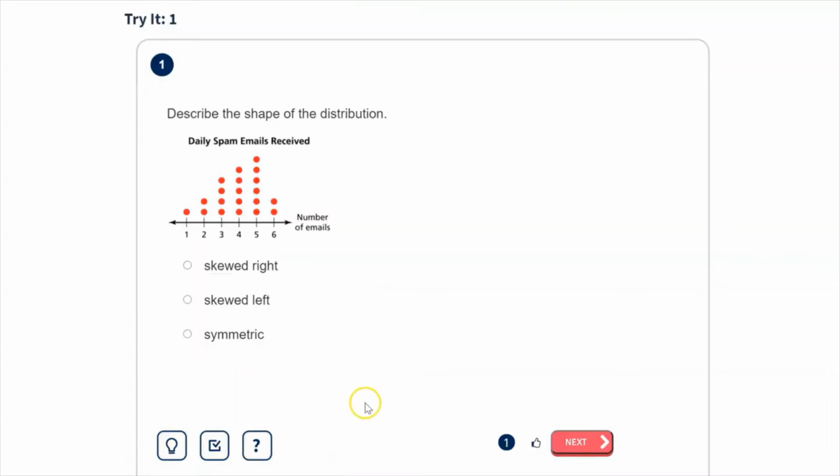So let's practice this here. Again, this time we are looking at a dot plot with daily spam emails received. If we were to create a little line to follow this, most of our data is more on the right, meaning we have a tail to the left. So this dot plot is skewed left. So the distribution here is skewed left.